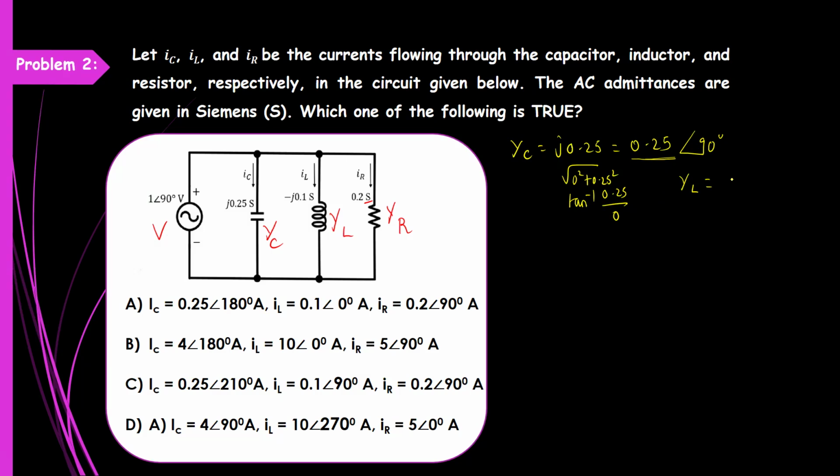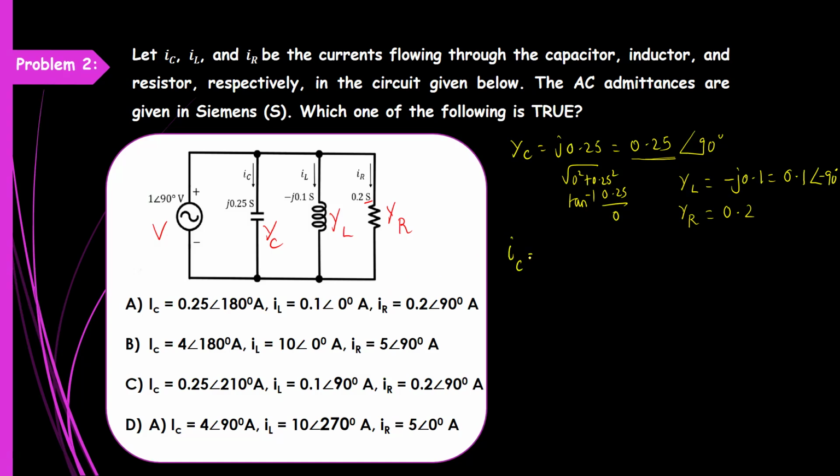YL equal to minus j0.1. So 0.1 is the magnitude, and minus j we can represent as minus 90 degree. And then YR has no angle, only 0.2. Okay. So let me find the current flowing through the resistance, inductance and capacitance.